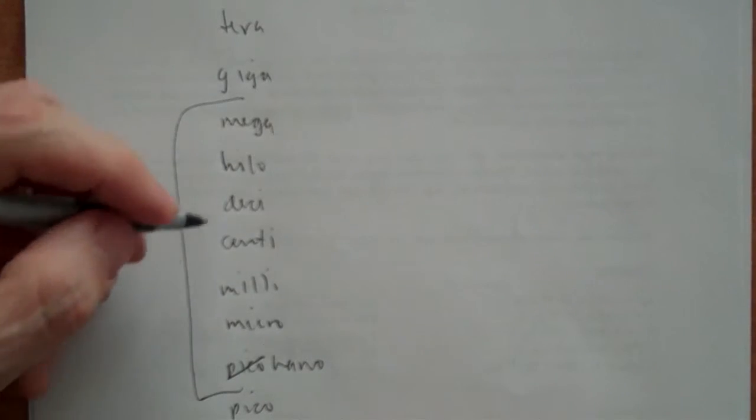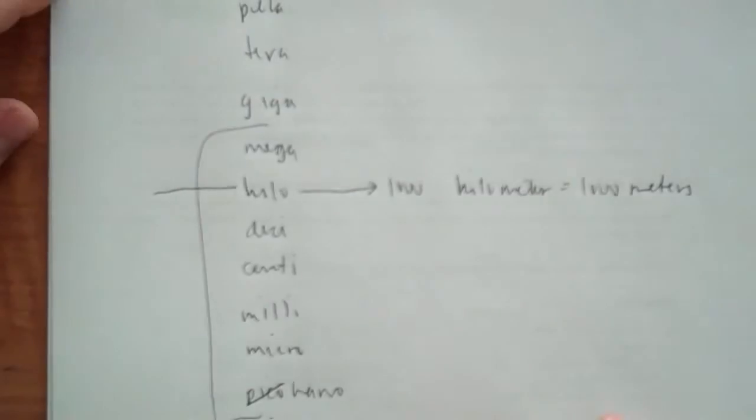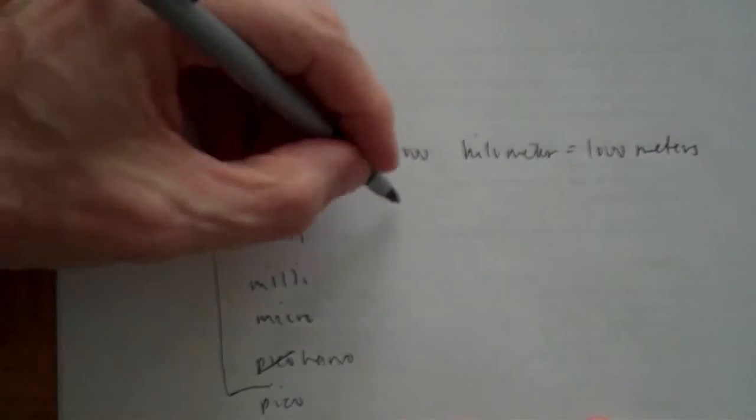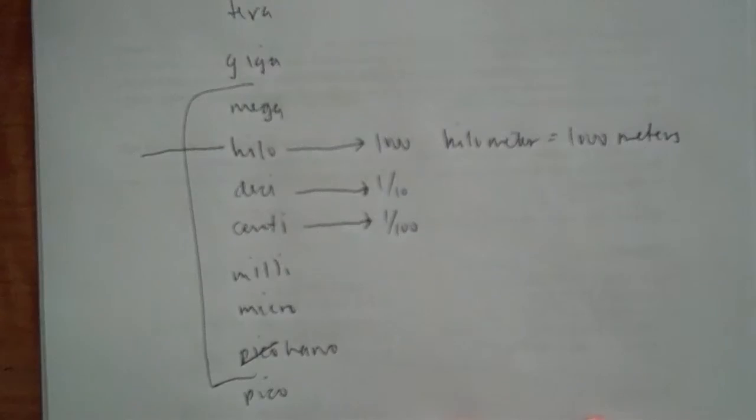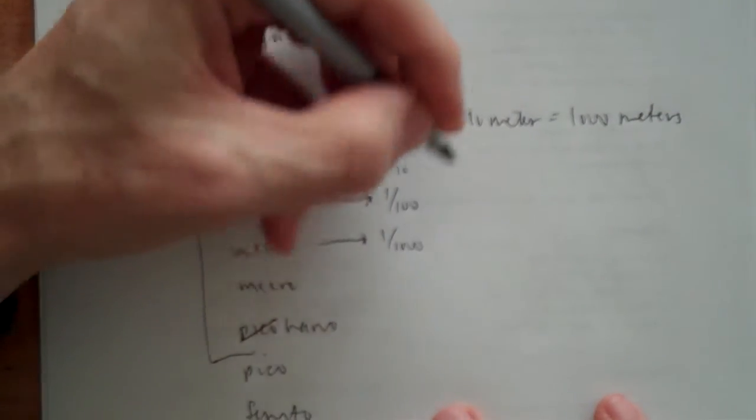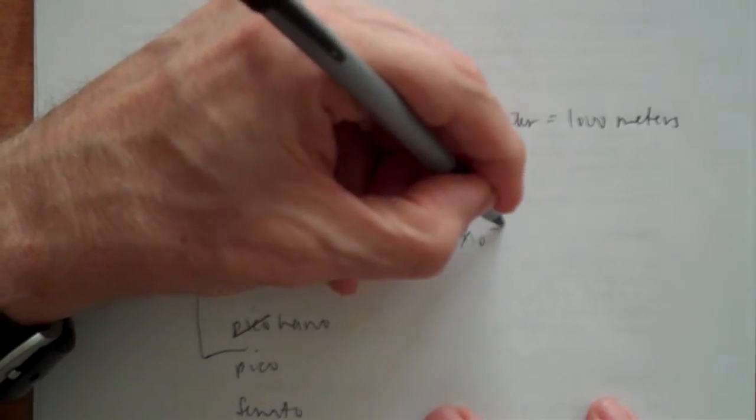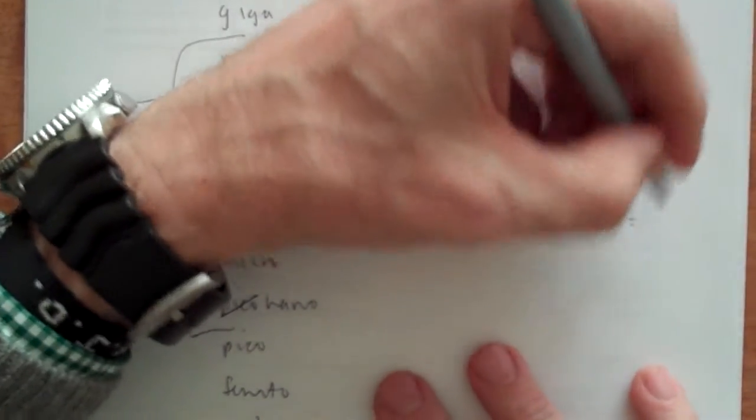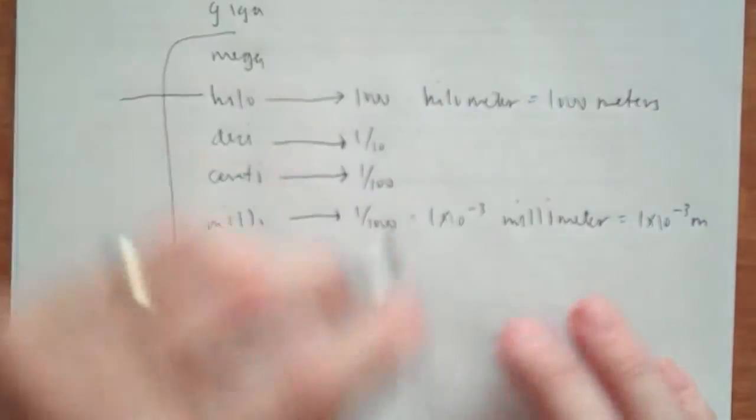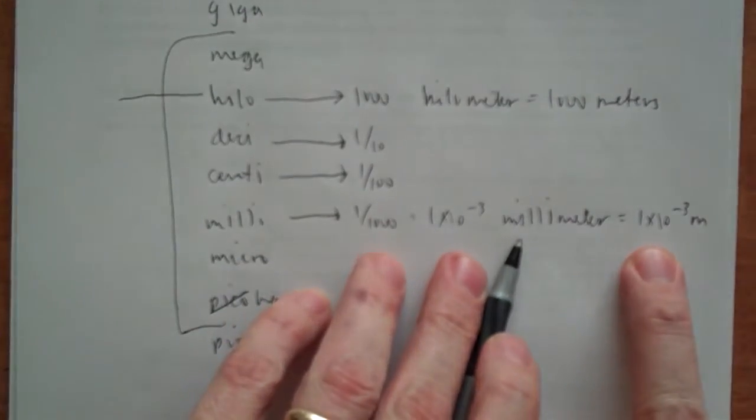Let's go first to a kilo. This is a good reference point. I think most people know what a kilo is. It means 1,000. A kilometer is equal to 1,000 meters. A deci means 1/10. A centi means 1/100th. A milli means 1/1000th, which is equal to 1 times 10 to the negative 3. So a millimeter is equal to 1 times 10 to the negative 3 meters. All you have to do is cross that off and put 1 times 10 to the negative 3, and you'll get that.